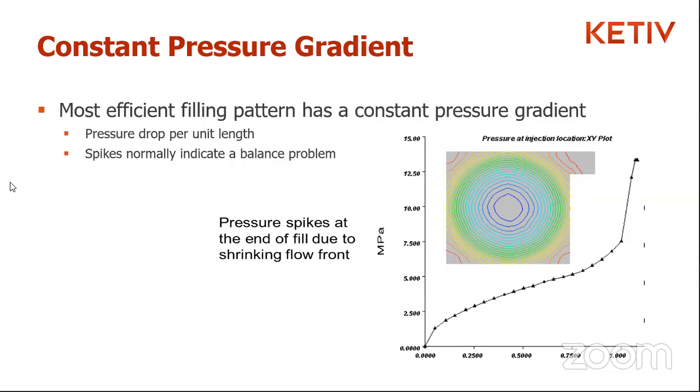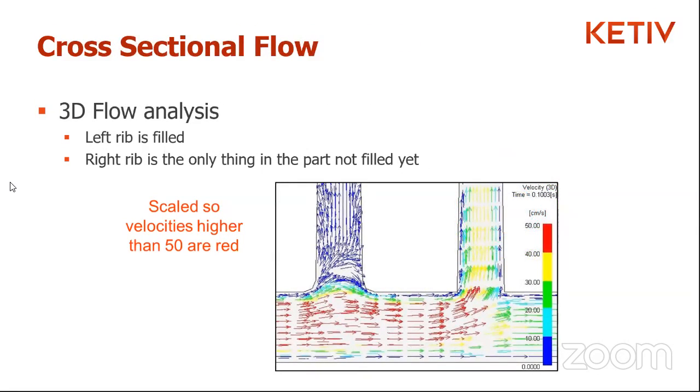Yep, definitely, and again, to that end, if you're looking at, say, the cross sectional flow, then in this case you see that you've got one rib that's filled and the other one that's not. That's not ideal, right? If you've got something that is symmetric, then you would expect they're going to be filled at the same time. And if they're not, then maybe you've got to play around with your injection location a little bit.